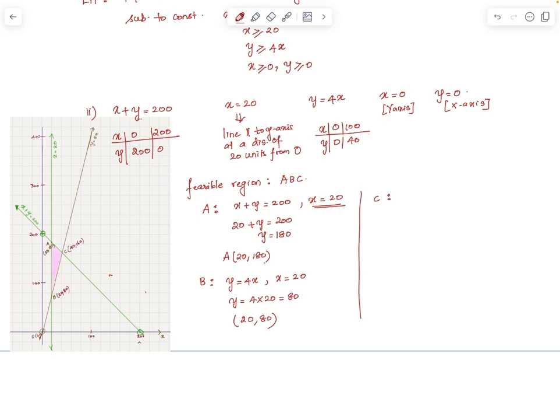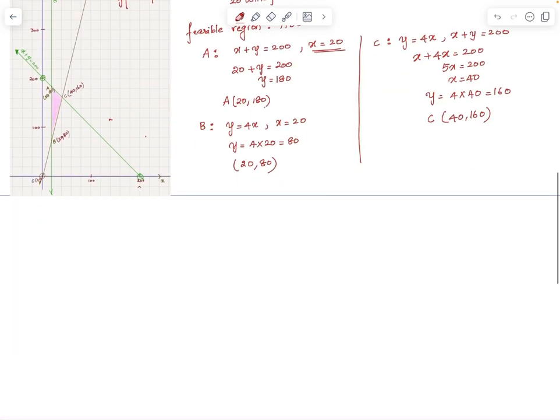The coordinates of B are 20, 80. C is the intersection of the lines y equal to 4x and x plus y equal to 200. Substituting y equal to 4x, 5x equal to 200 and x equal to 40. So the coordinates of C are 40, 160. So the corner points of the feasible region are A 20, 180, B 20, 80 and C 40, 160.